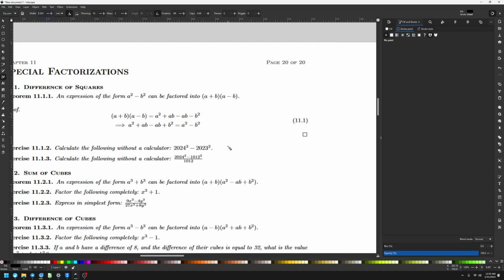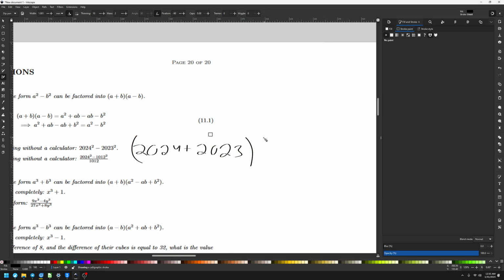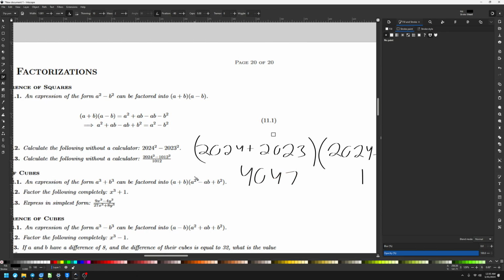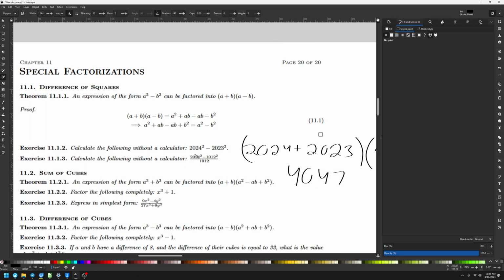Okay, let's write that as the difference of squares. So 2024 plus 2023 times 2024 minus 2023. So right away, the right-hand side condenses into just 1, and the left-hand side is 4,047. And 4,047 times 1 is just 4,047. So the final answer, the first exercise, is 4,047.